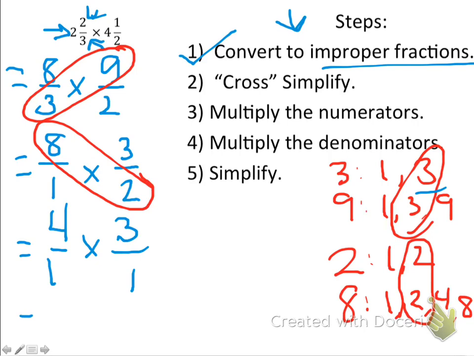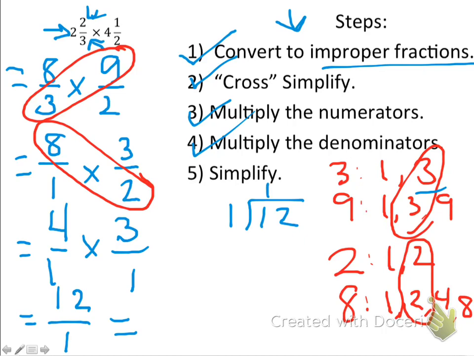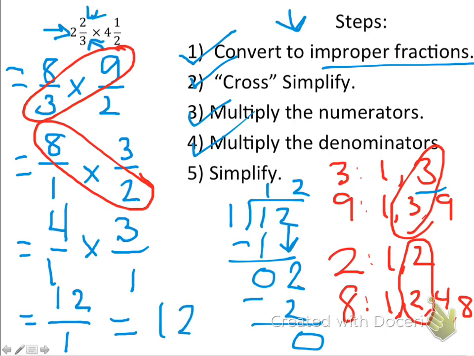And then we can multiply it. 4 times 3, oh sorry, I should check these off, we've done that. Now we're going to multiply the numerators. 4 times 3 is 12 over 1. And we need to simplify it. Well, this fraction really means what's 12 divided by 1? If you're not sure, you can do it on the side here. 1 goes into 1 once, 1 goes into 2 twice. So, 1 times 1 is 1, subtract, we get 0, bring down the 2. 1 goes into 2 twice, and then 2 times 1 is 2, subtract, we get 0. So our answer, our final answer is 12.